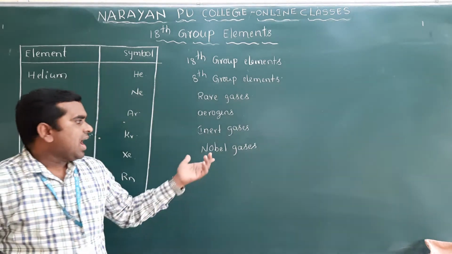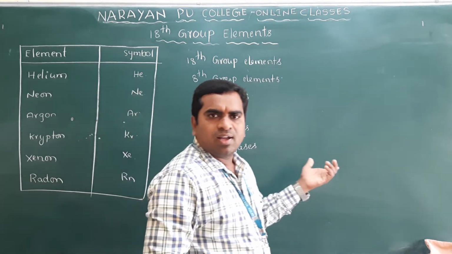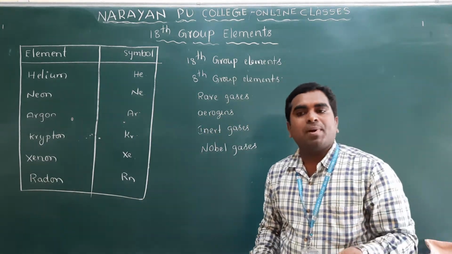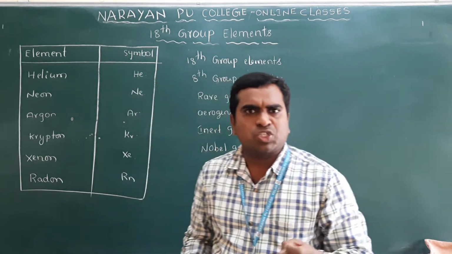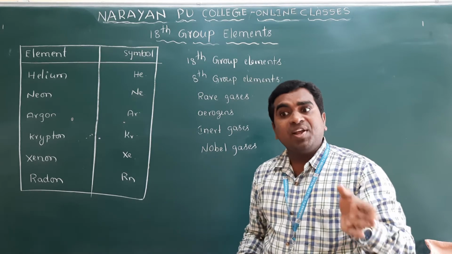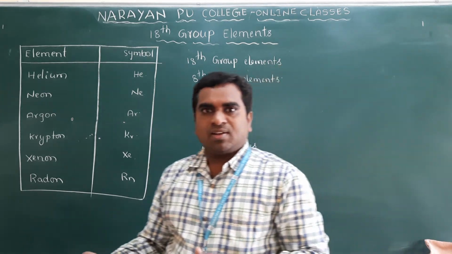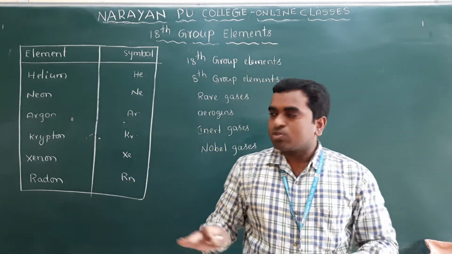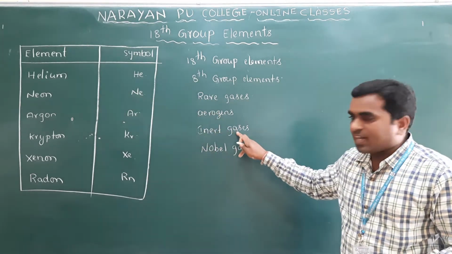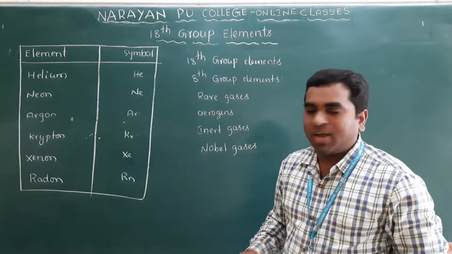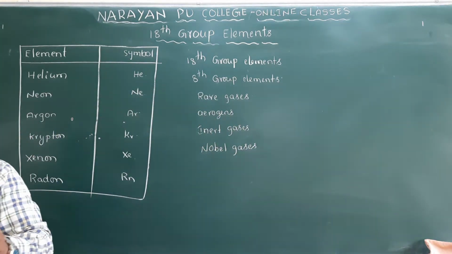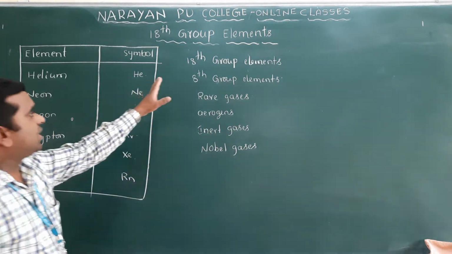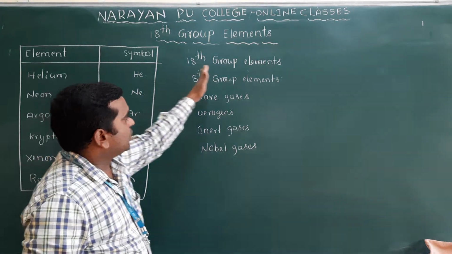Because of the analogy with the noble metals. We already know noble metals: gold and platinum are very reluctant to react. Rather than being completely inert, they will react, but they are not completely inert. So here also they are inert but not completely inert. So from that the name noble gases was given. So these are the names of the 18th group.